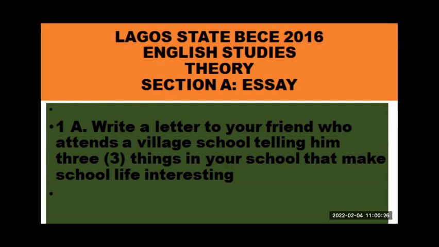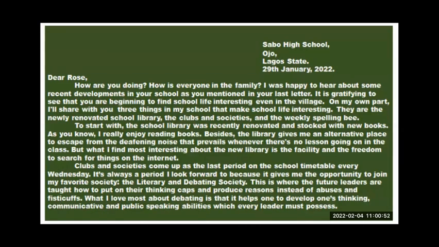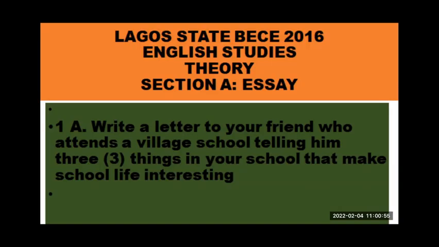Now, the question we are going to illustrate with is question number 1A, and it reads, write a letter to your friend who attends a village school, telling him 3 things in your school that make school life interesting. So this is actually the particular question we want to look at. The question is intended to test your ability to describe things in a letter to your friend. So that's why we have called it a letter that describes things of interest.